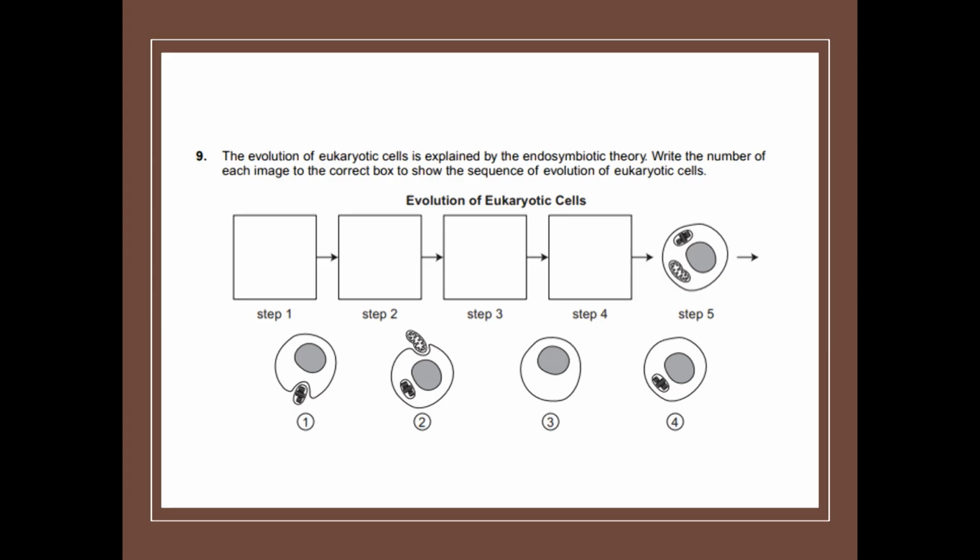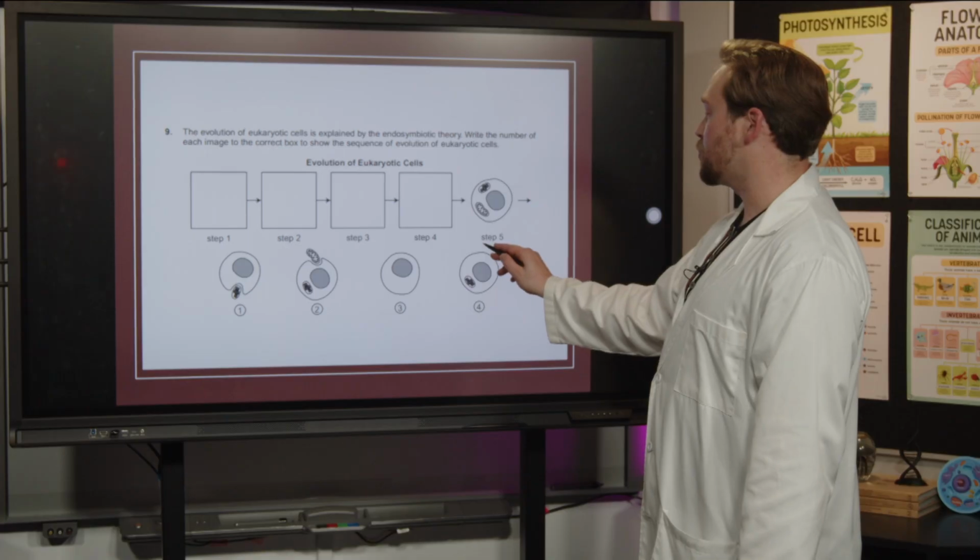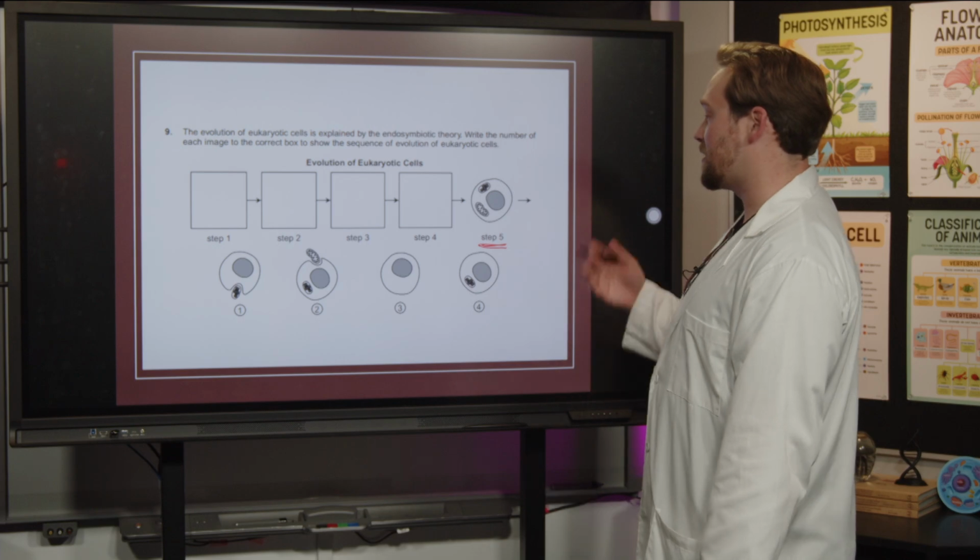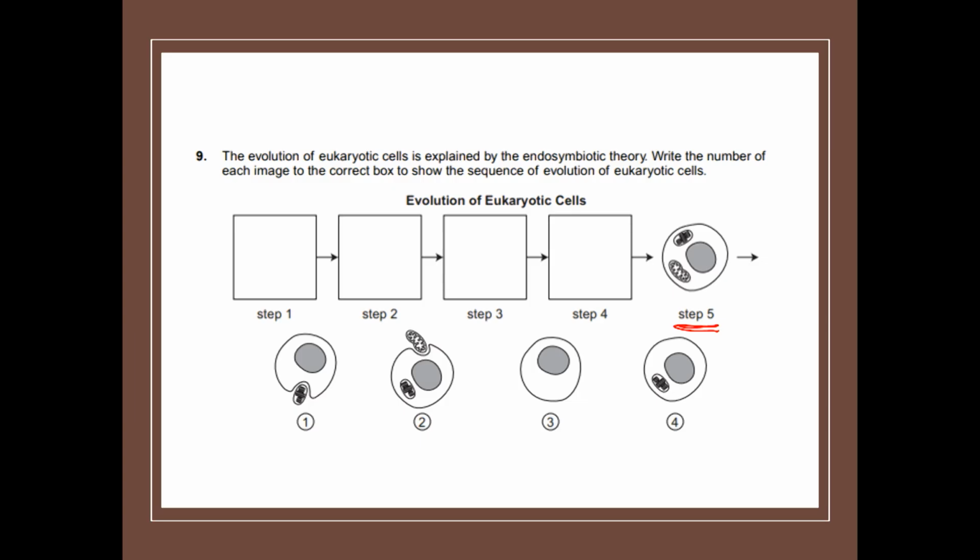This says the evolution of eukaryotic cells is explained by the endosymbiotic theory. Write the numbers of each image in the correct box to show the sequence of evolution of eukaryotic cells. So it's telling us where we're ending. You can see that step 5, this is the cell today. It has a nucleus and mitochondria and chloroplast. It wants us to put these in order on how we got there. Here's what I think the correct order is. I think we should go 3, 1, 4, 2.